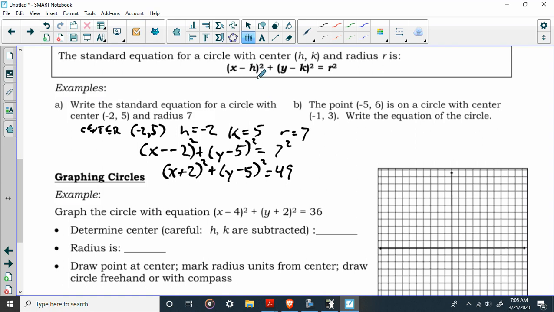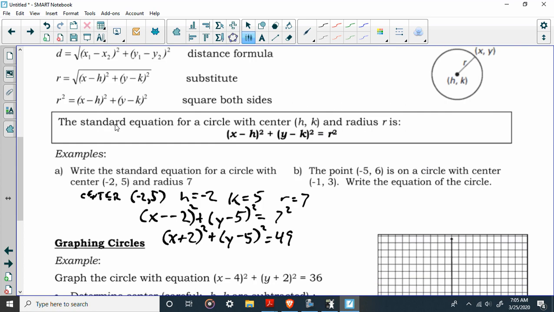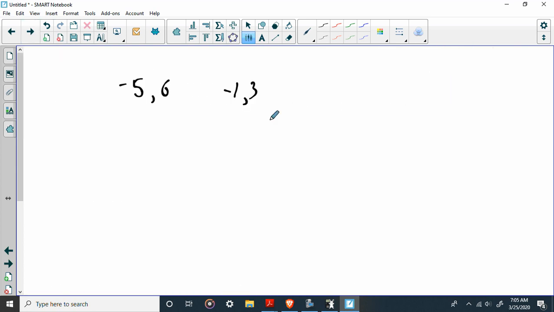Let's see, I need to find the equation of the circle that contains the point -5, 6 with center 1, -3... the point is -5, 6, and the center is -1, 3. Okay. So this is the point, and this is the center. So what didn't they give you in this case? They didn't give you the radius.